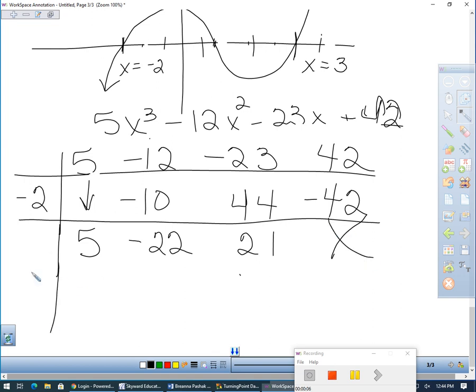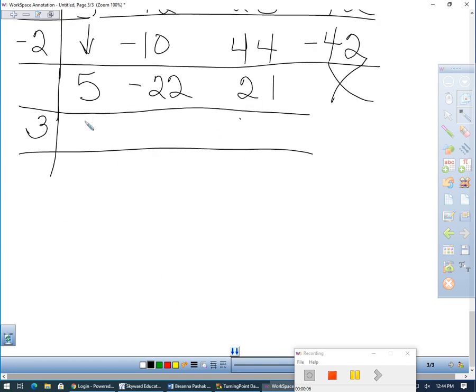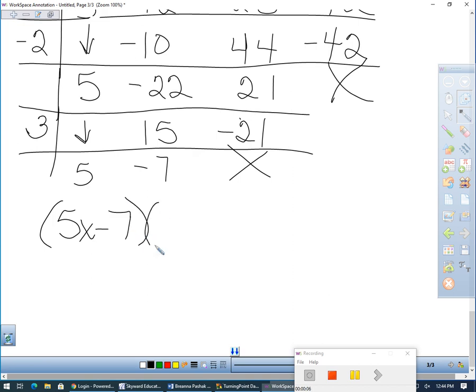Now we're going to do it again in the same one. We're going to draw another line, and this time we're going to use 3. All right, so again, I bring down 5. 3 times 5 is 15. Add them together. We get negative 7. 3 times negative 7 is negative 21. Add them together with no remainder. So what's the factor we have left here? Well, we have 5x minus 7, right? Yep, 5x minus 7. The factor for this one is x minus 3. And the factor for this one was x plus 2.